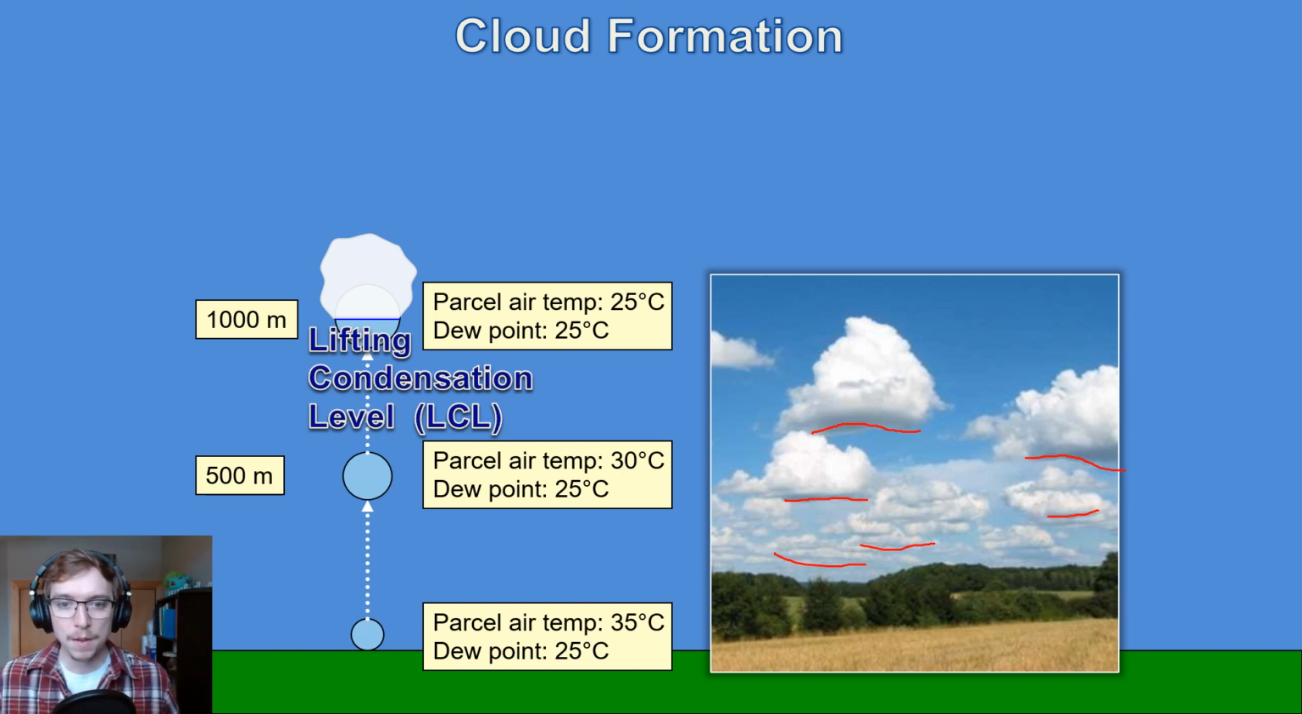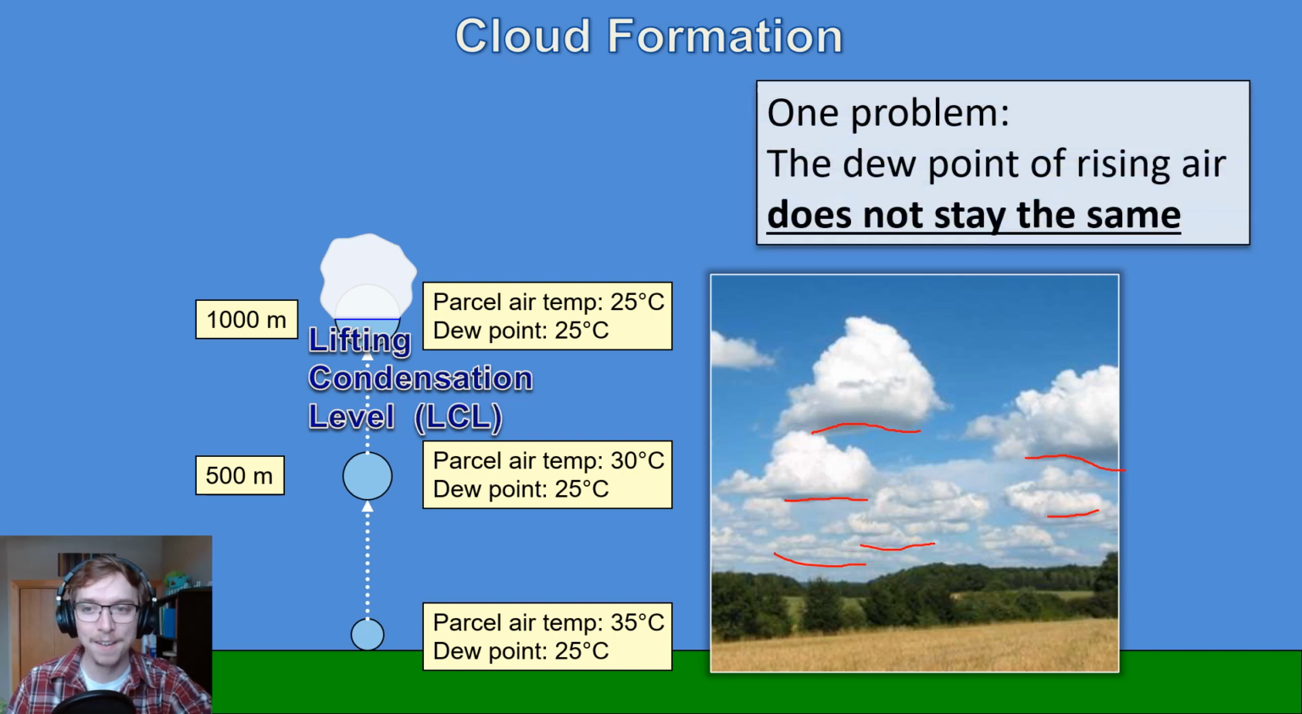So, simply put, we can say that the dry adiabatic lapse rate of 1 degree Celsius for every 100 meters allows our air parcel to cool 10 degrees by the time it hits 1,000 meters or 1 kilometer. Now, we add, because this is a 300 level course, the difficulty. Dew point does not stay the same as you rise. It also changes.